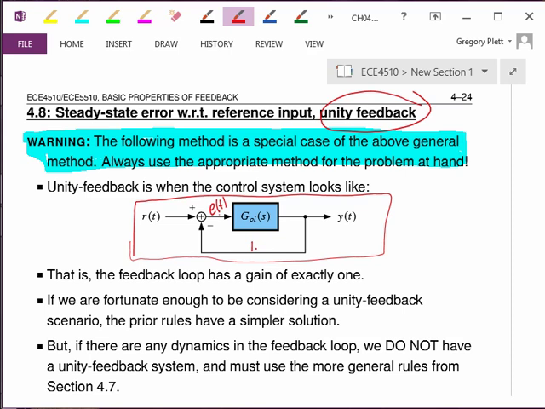But if there's any kind of dynamics in the feedback loop, as there often are when I've got some sensor in here, and the sensor might have some time constant or some filtering to it, if there's any dynamics in the feedback loop, then we do not have a unity feedback system, and we must use the more general rule from the previous section.